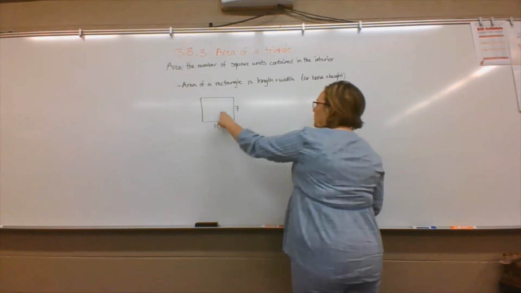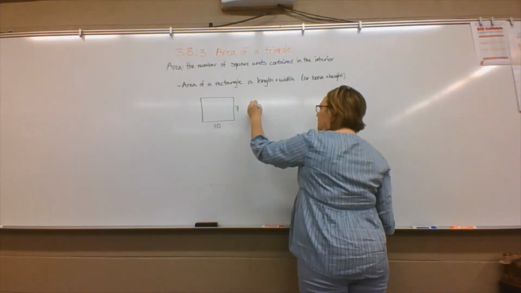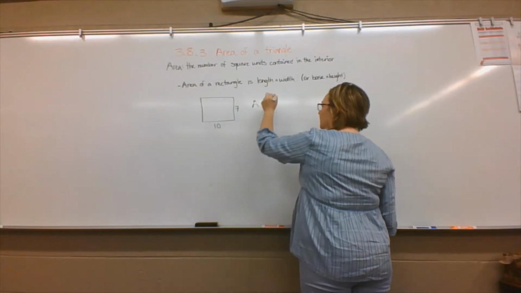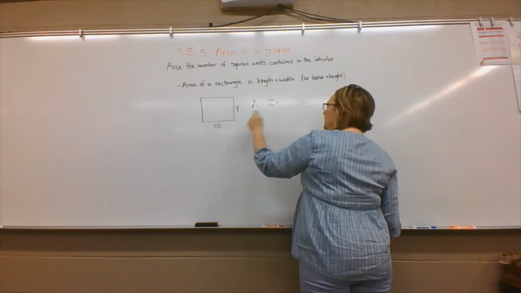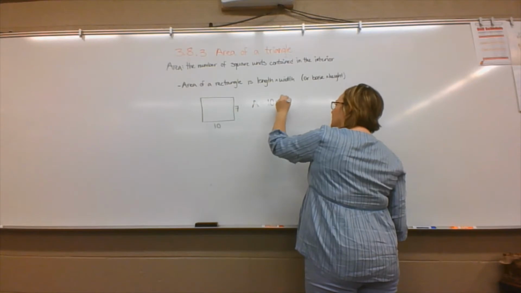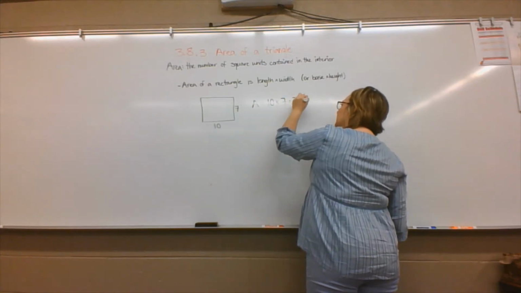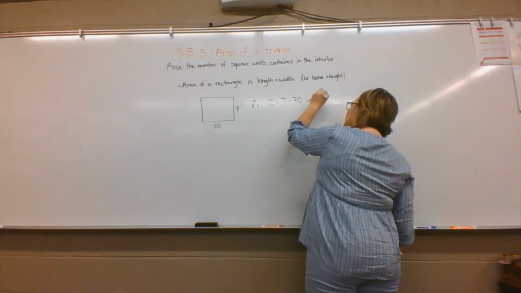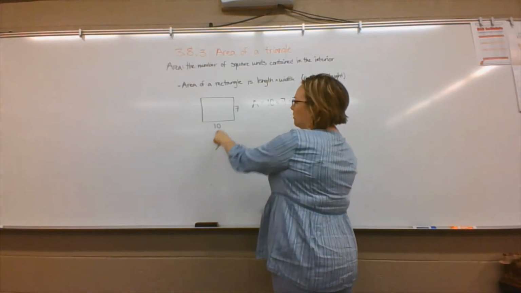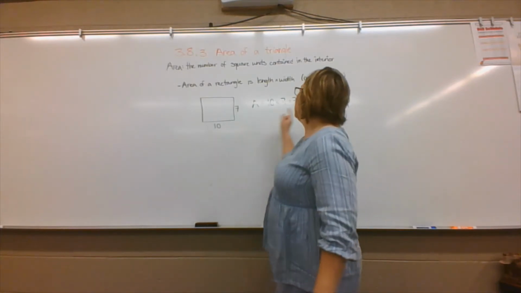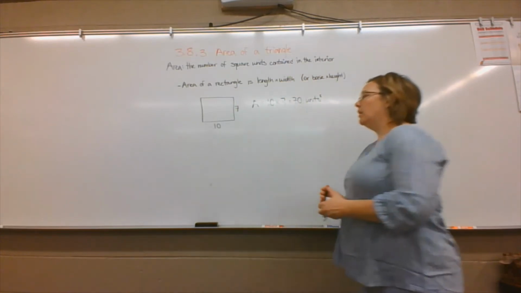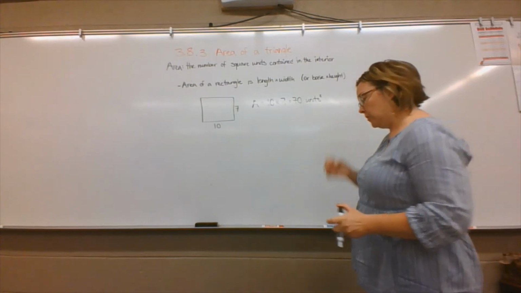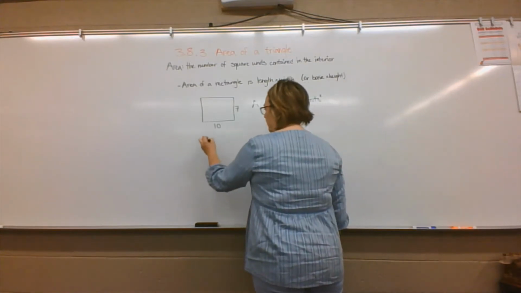So for this rectangle, the area is going to be the length or the base of 10 times the height of 7, which would be 70 units squared. We don't know what our units are, whether they are inches or feet. So 70 units squared. Now, let's say that we're given a shape that has similar measurements, but it's a triangle.